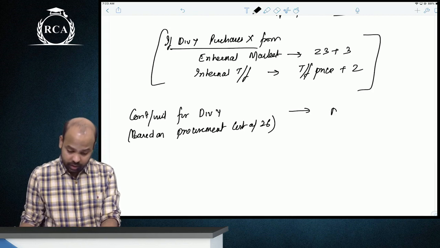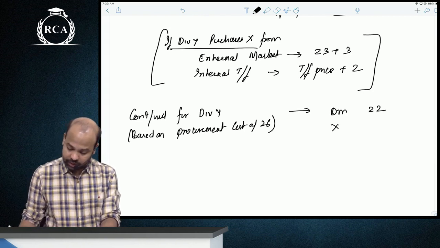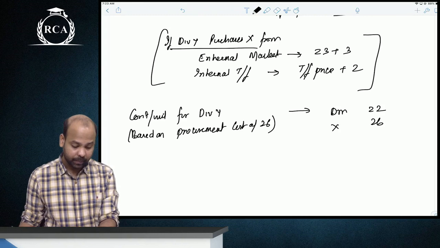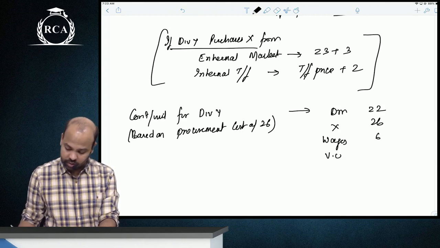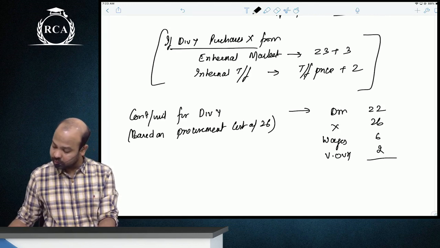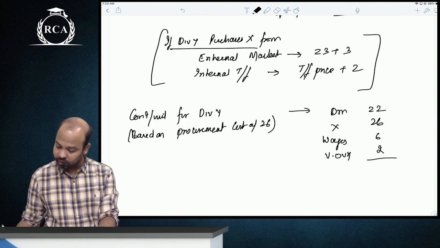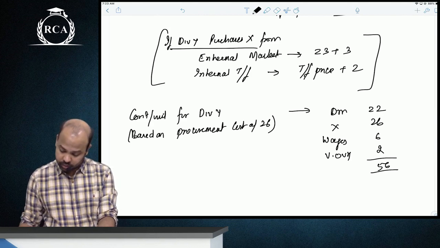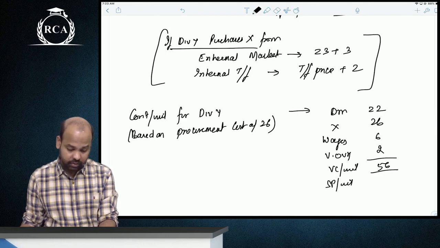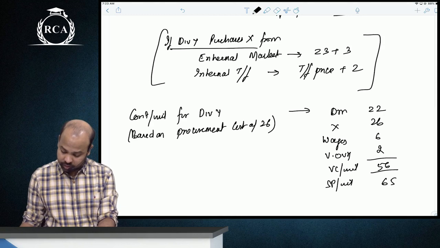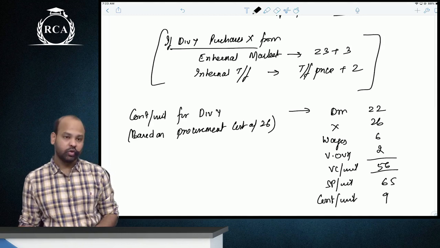Direct material is 22 rupees, X is 26 rupees, wages are 6 rupees, variable overhead is 2 rupees. All put together, it will be 22, 26, 6 and 2, that is 56 rupees. Their selling price per unit is 65. The contribution per unit is 9 rupees.